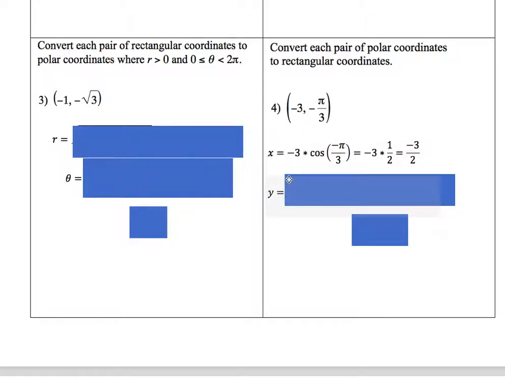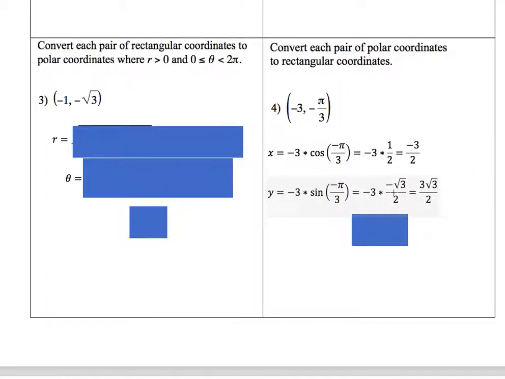Now for my y value, do kind of the same thing. I'll do -3 times sine of -pi/3. And like I said earlier, that was equal to -√3/2. So because I have a negative here and a negative here, it's going to become positive 3√3/2. Okay, so my coordinates for that would just be this.